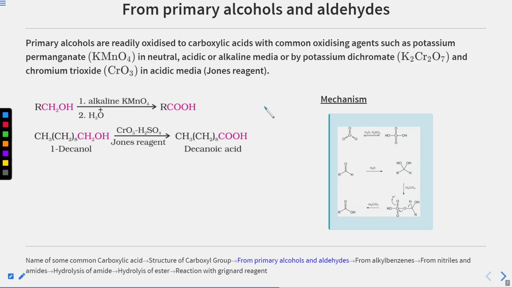Coming to the reactions of the carboxylic acid, first we will start with the preparation of carboxylic acid. First we will start from the preparation that takes place from alcohol and aldehyde. So we can do it with the help of aldehyde also or alcohol also. So how do we do it? For that, what are we doing here?